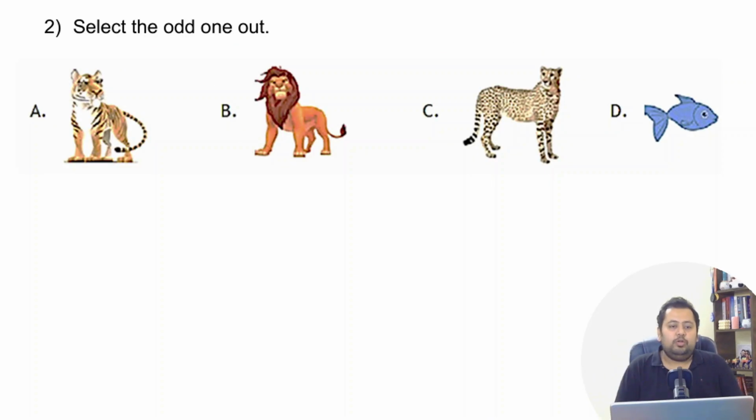Let's now go to question number 2. Select the odd one out. So you can see 4 animals over here. In the options, you have to select the odd one out.